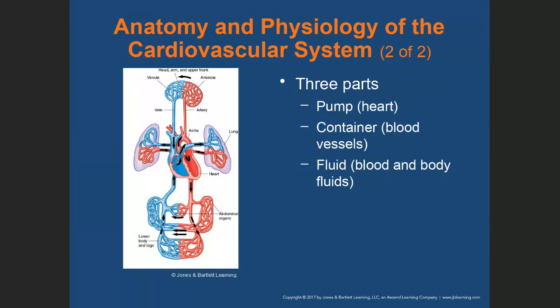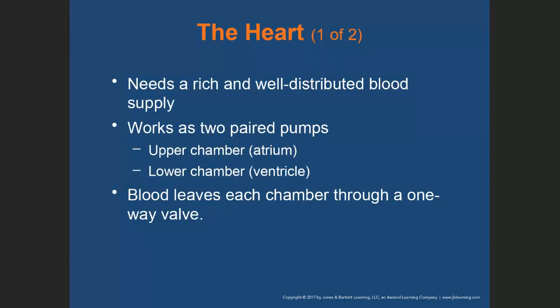The 3 parts of the cardiovascular system include the pump, the heart; the container, blood vessels; and the fluid, blood and body fluids. The heart needs a rich and well-distributed blood supply. It works as a 2-tiered pump. The upper chamber is the atrium, which is responsible for receiving blood, and the lower chambers are the ventricles, which are responsible for distributing blood. Blood leaves each chamber through a one-way valve.